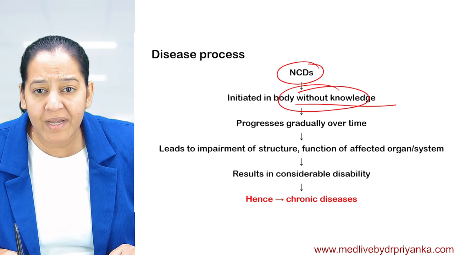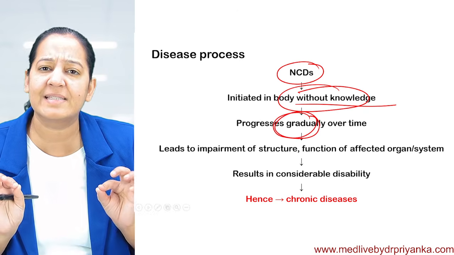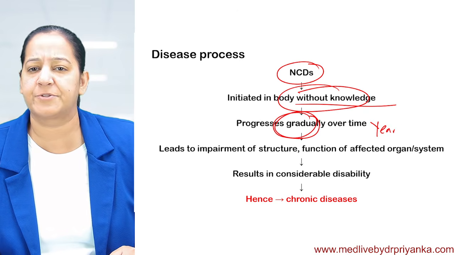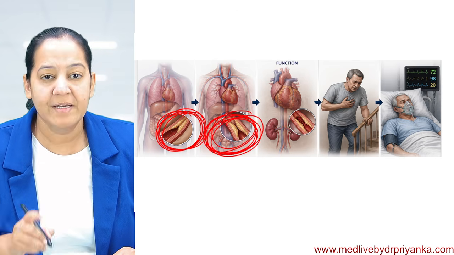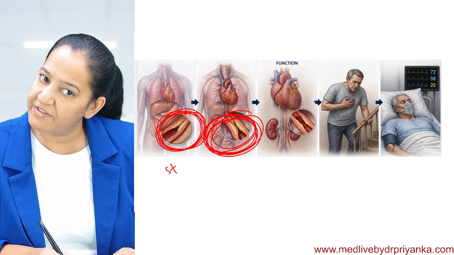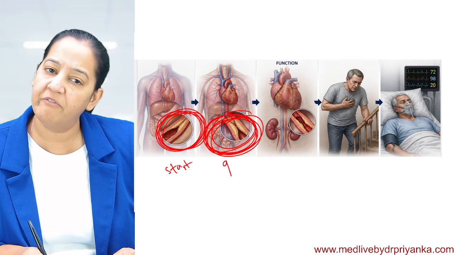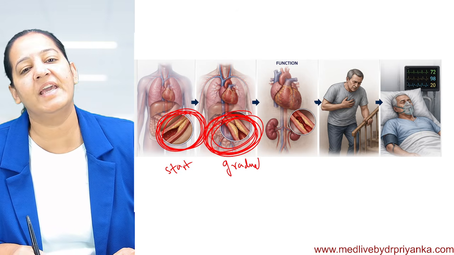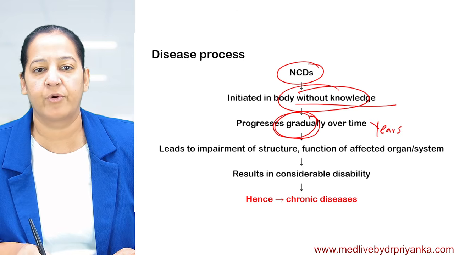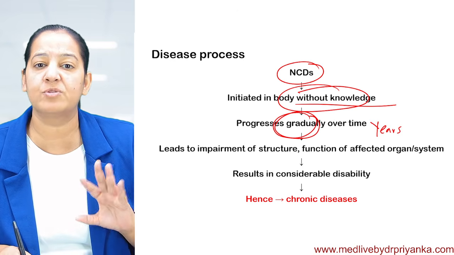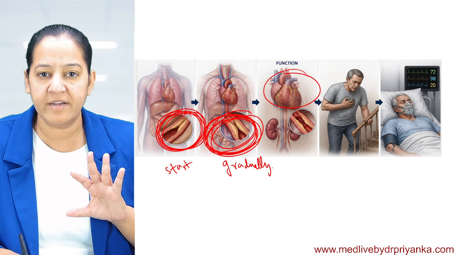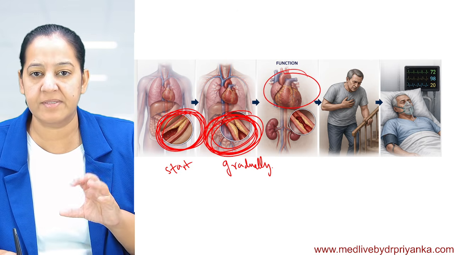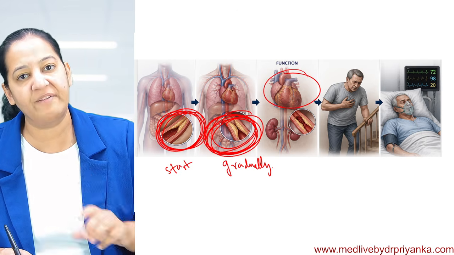They gradually progress over time. They are very slow in progression. They take years and years to progress, but the person is not aware. So they are very slow. They start without knowledge, and they grow very gradually, slowly inside the body. Finally they lead to structural impairment and functional impairment of the organ. Now, this is the heart. The coronaries are having atherosclerosis, so they will lead to structural and functional impairment.